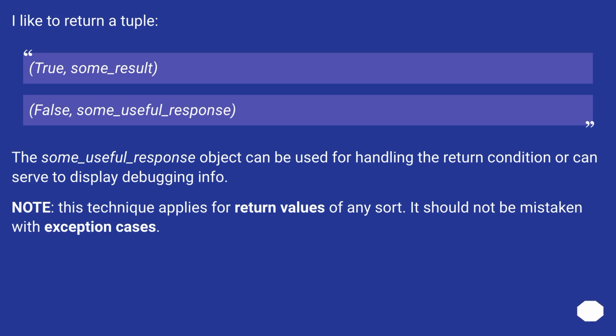I like to return a tuple. True, some_result. False, some_useful_response. The some_useful_response object can be used for handling the return condition or can serve to display debugging info. Note, this technique applies for return values of any sort. It should not be mistaken with exception cases.